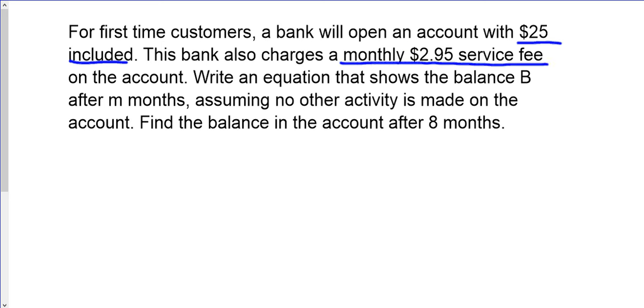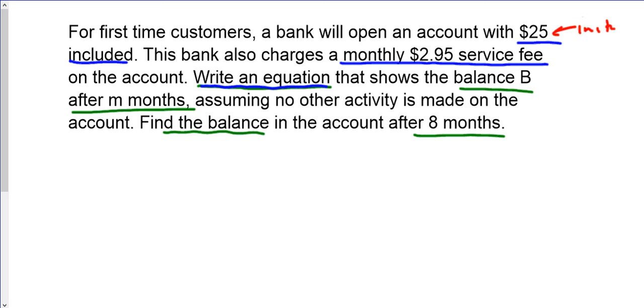What we want to do in this problem is write an equation that shows the balance B after M months, assuming no other activity is made on the account. We then want to find the balance in 8 months. Now, for the equation we have to identify what we have here. We notice that we have an initial amount of $25.